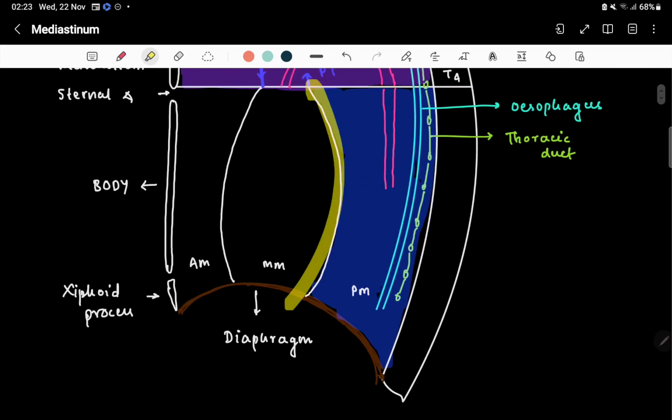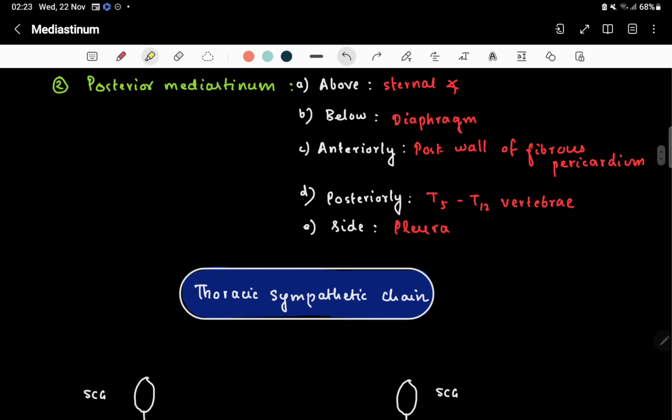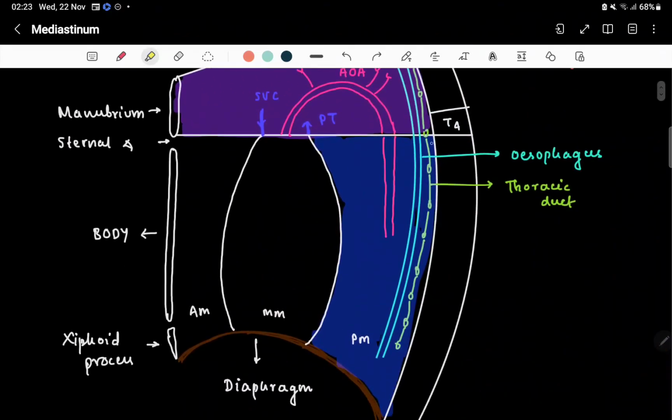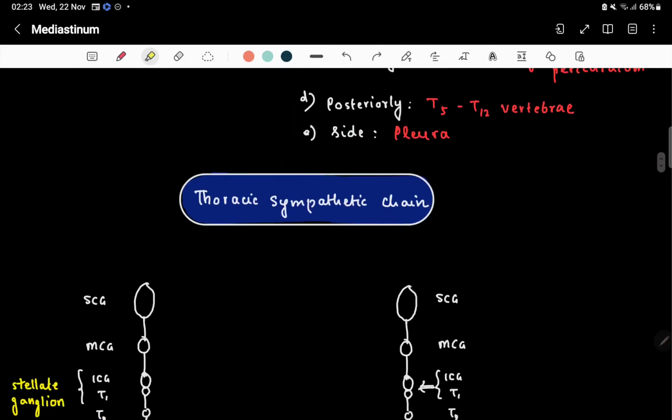What is the anterior part? Anterior part is the middle mediastinum. Anteriorly it will be the posterior wall of your fibrous pericardium. Posteriorly we have the T5 to T12 vertebrae, which is the posterior boundary, and the side is surrounded by pleura again.